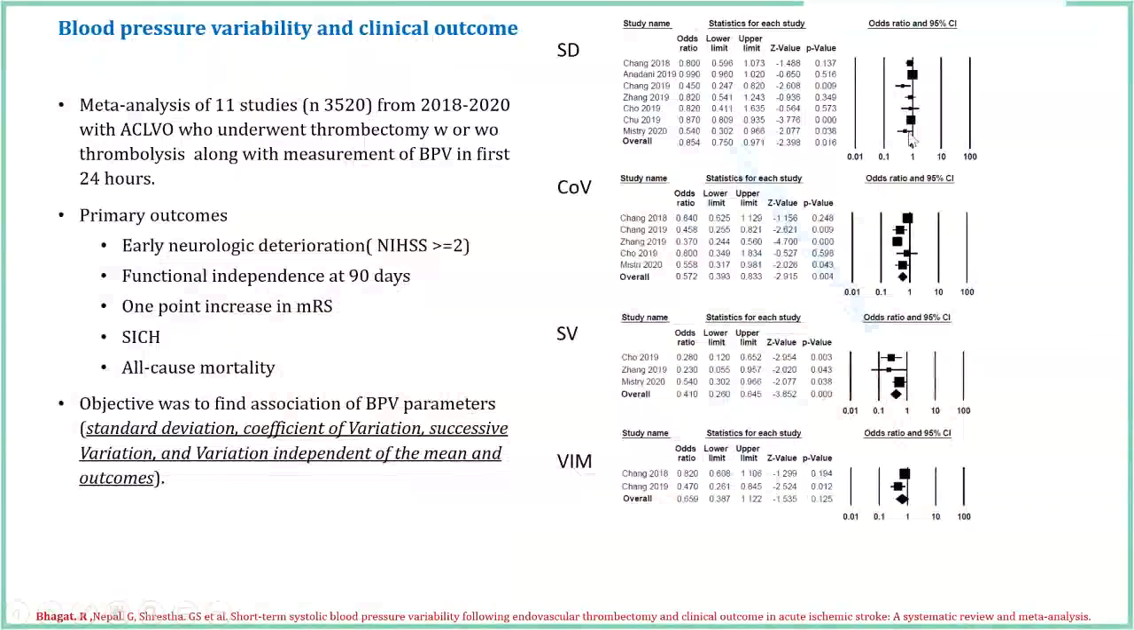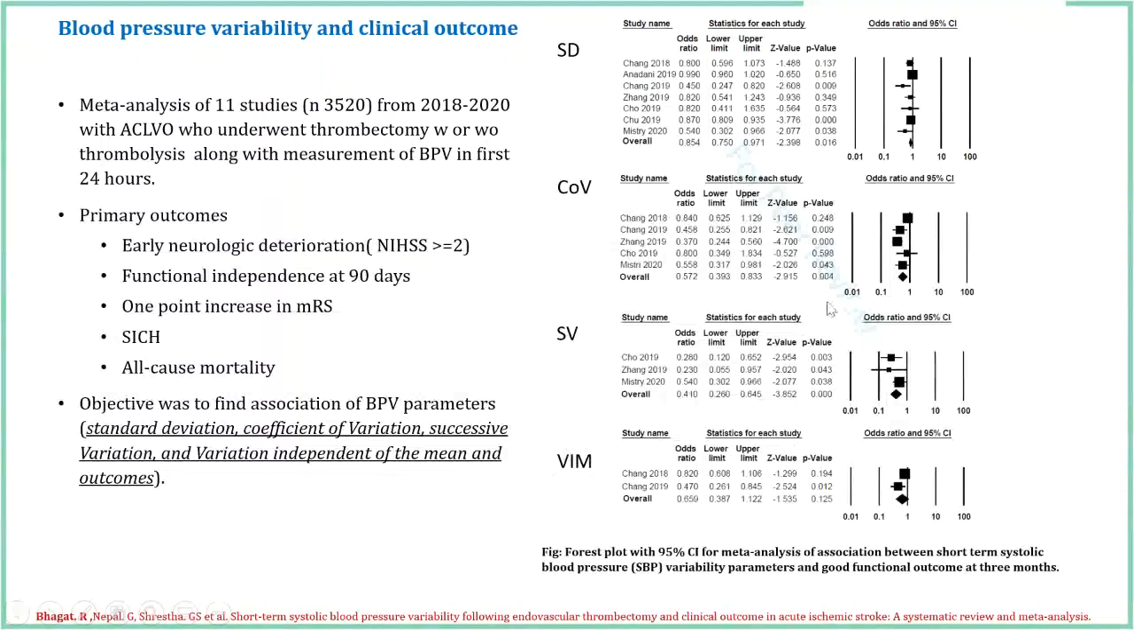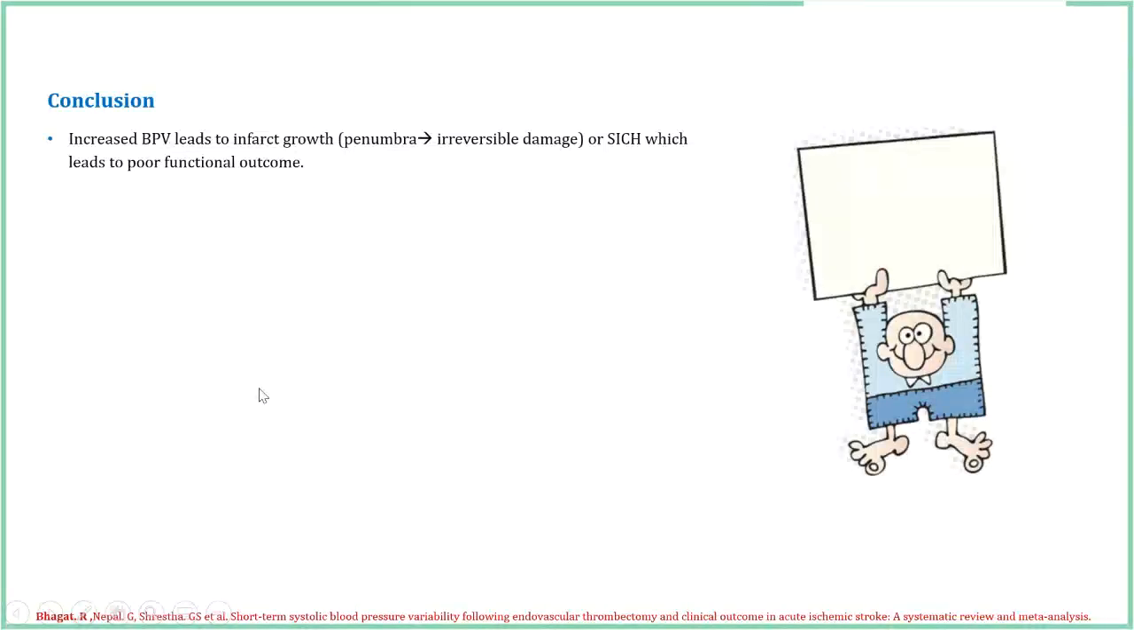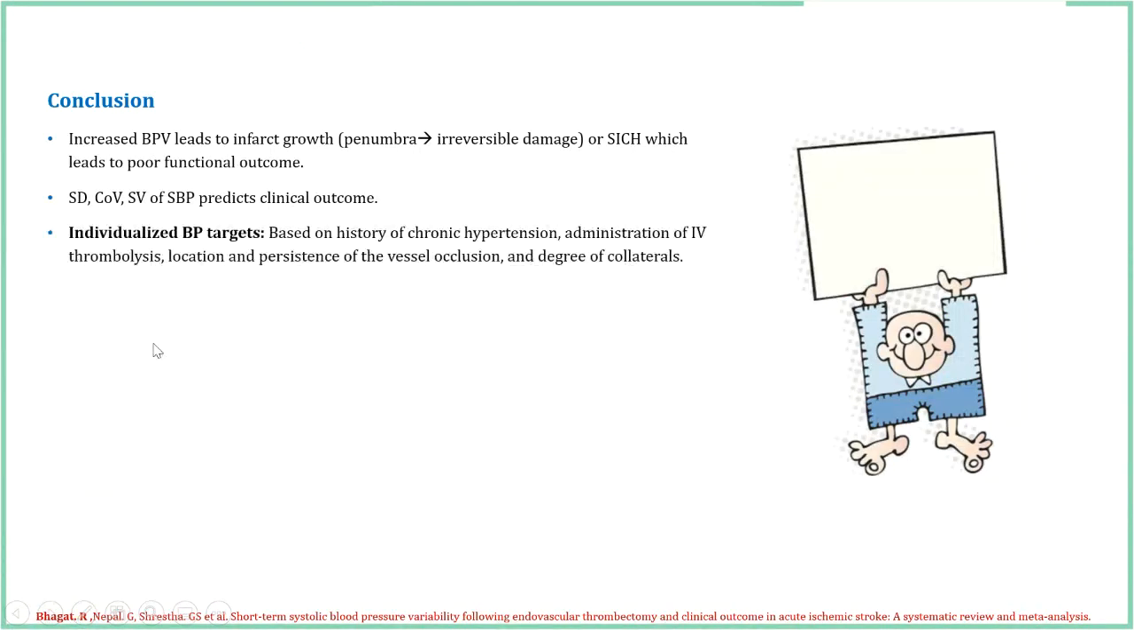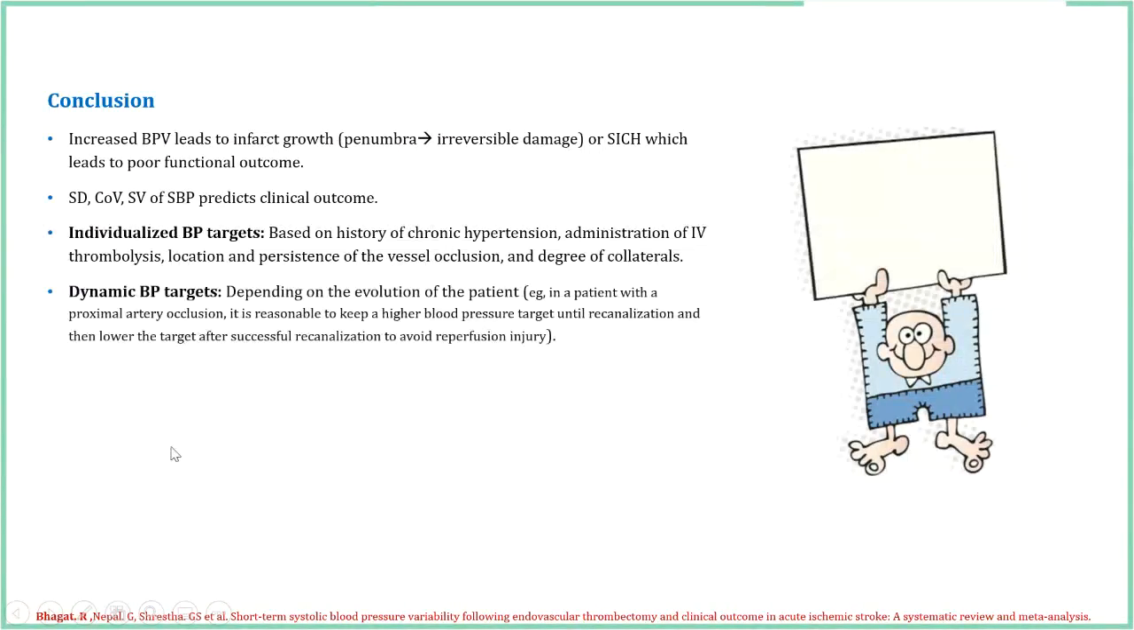We can see the MRS at 90 days over here. With these parameters, the fluctuation shows increased blood pressure variability and a poor outcome in the patients. So our study concluded that blood pressure variability is independently associated with a poor functional outcome, and blood pressure variability is better explained by using parameters like standard deviation and coefficient of variation. So the individualized blood pressure target should be thought about. Likewise, a dynamic blood pressure target should be talked about.